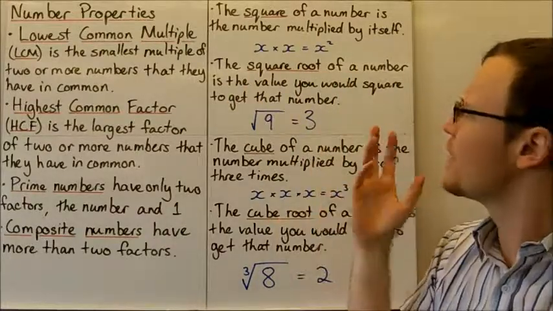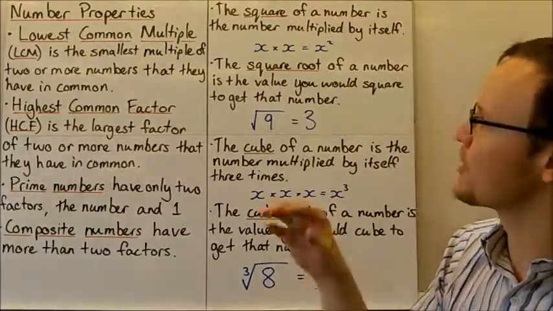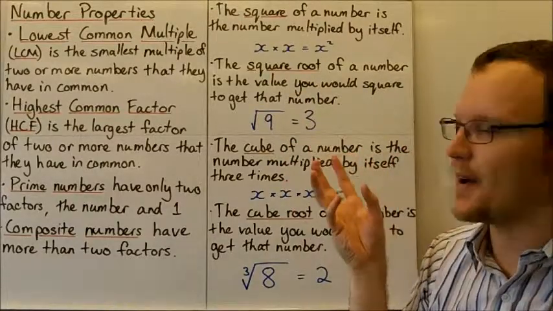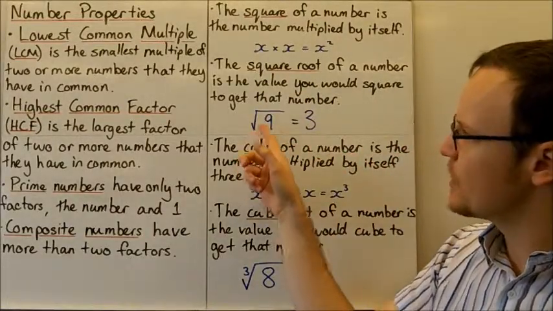The square root of a number is like going back in the opposite direction. It's the value you would square to get that number. So here, this is the symbol for a square root.